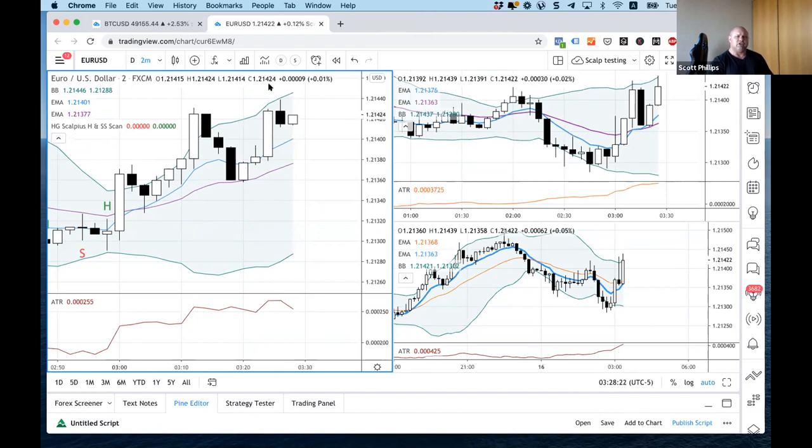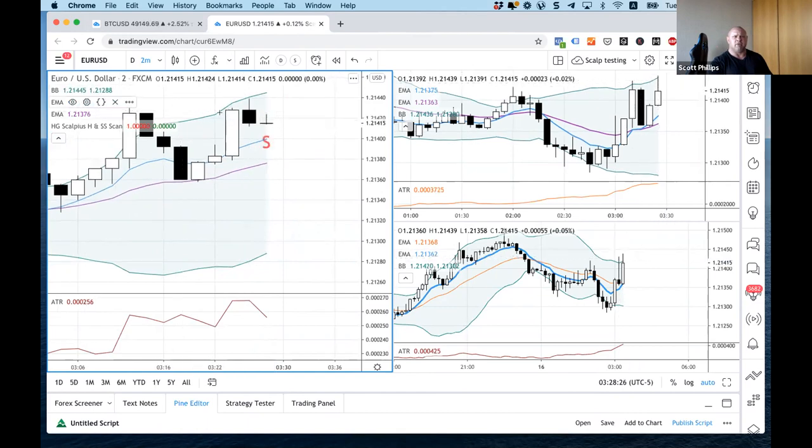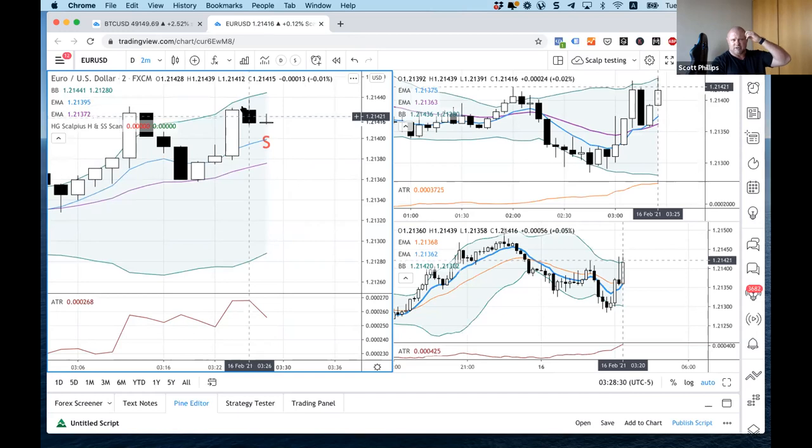Okay, so it looks like we have a setup, but if you look closely, this is not touching the upper Bollinger. The upper Bollinger here is 441 and the high is 428. So we have no mean reversion setup.